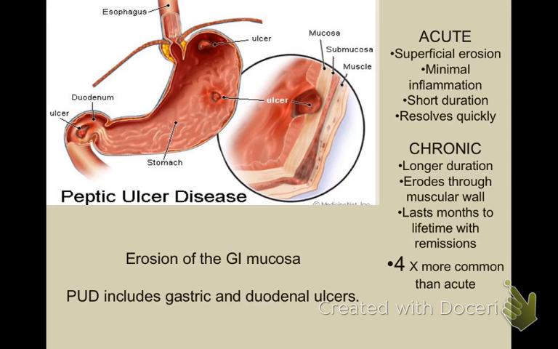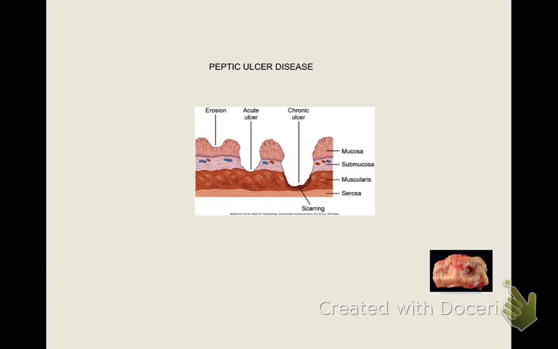And what you want to remember with peptic ulcer disease, so there's gastric and duodenal. Your gastric is always going to be up here in the stomach. Duodenal obviously would be down here in this area. And that'll matter when your patient is describing symptoms to you. We'll go over that. So then you see your acute ulcers in the submucosa, and then your chronic goes all the way down to the muscular layer, and then you'll get scarring as well down there from the chronic ulcer.